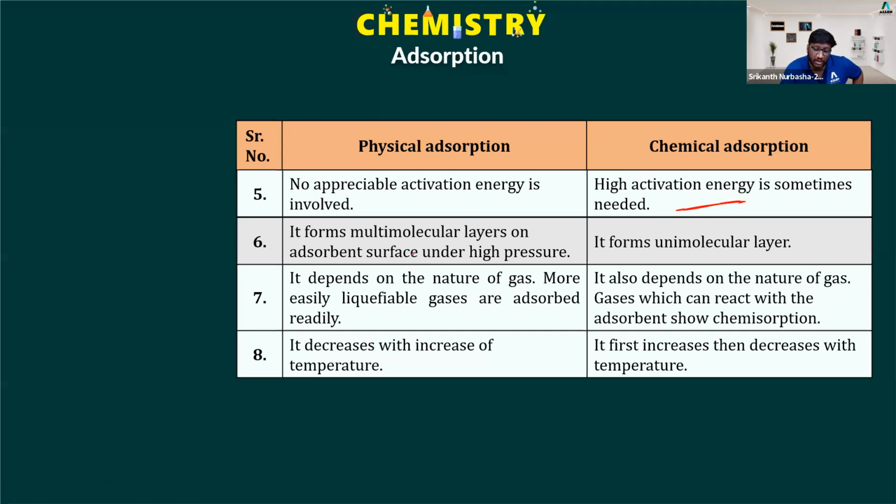Physical adsorption forms multimolecular layers on the adsorbent surface under high pressure. High pressure means you can imagine a scenario where you are taking some sand or some sticky substance and hitting the wall. This is my wall. With low pressure, only one layer can be formed in physical adsorption. There is no bond formed between the adsorbent and adsorbate, just van der Waals forces. Because of van der Waals forces, one layer can stick. The same sand or sticky substance, if you hit the wall greatly, applying great pressure, what can you have? Over one layer, the other layer can also be there or not?